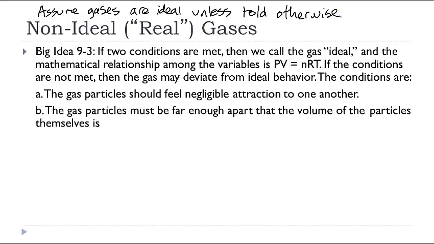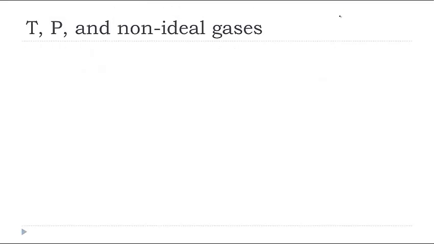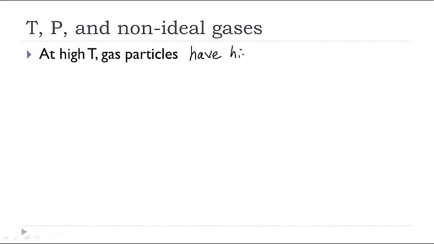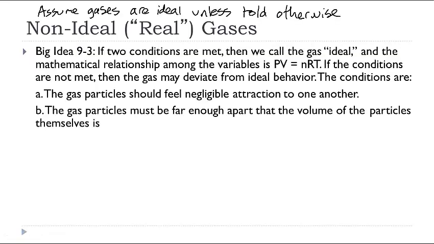Okay? So let's think about when a gas is more likely to break the ideal gas law. So think about high temperature. What does it mean to say a gas is at high temperature? High temperature doesn't necessarily mean they're spread out. What does it mean? All right, so they have high kinetic energy, so they're moving fast. So if they're moving fast, let's think about how that affects these assumptions.